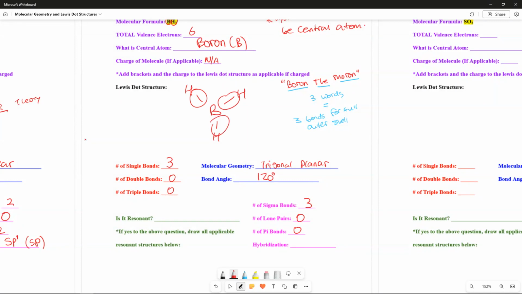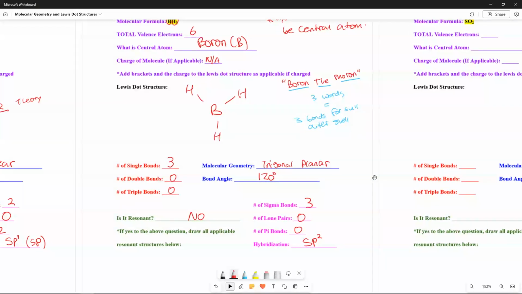And so the hybridization, you're going to hold up 3 fingers, 3 plus 0, and you're going to bring one down for the S, and the remaining fingers go on the exponent for the P, which is 2. So BH3 is sp2 hybridized. Looking at resonance, we have no double bonds or triple bonds, so it is not resonant. And that's it.